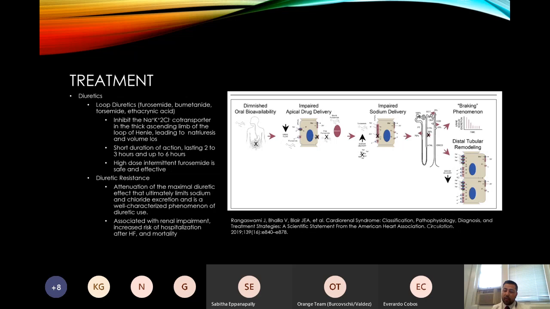Sodium loss is thought to play a role in the upregulation of proximal and distal sodium transporters, and sodium repletion can actually attenuate this compensation. So in turn, this becomes a braking phenomenon. Potential strategies to overcome diuretic resistance are increased dose, increased frequency, and the combination of diuretic therapy.